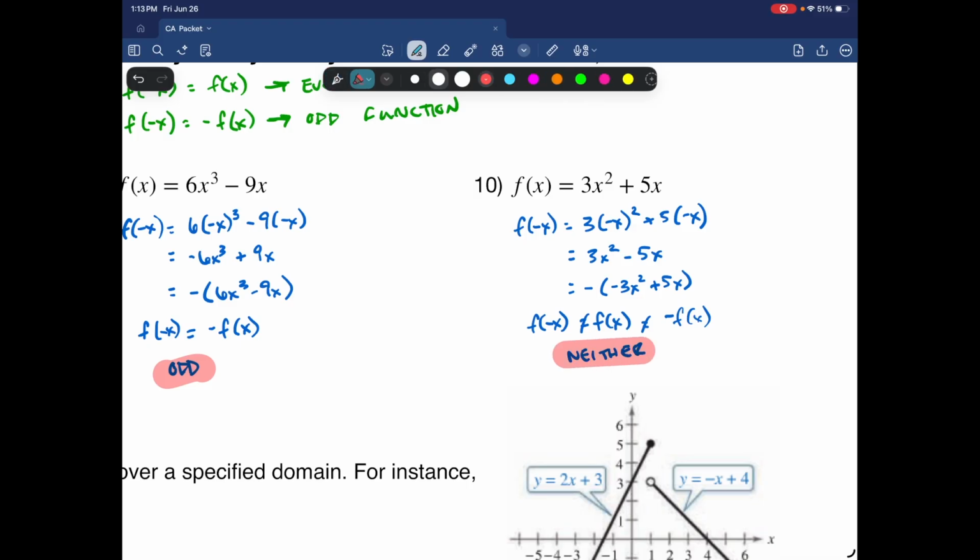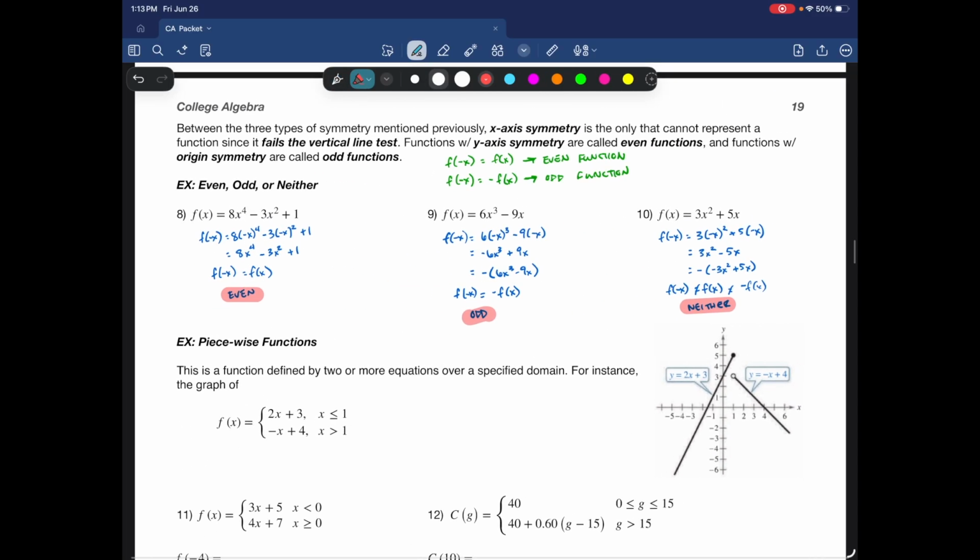Okay, so let's review. You plug in negative x. If the first thing you get is your original function, it's even. If you plug in negative x and it doesn't give you your original, but you can factor out a negative and get negative times the original, then it's odd. If you don't get the original and you don't get negative times the original, it's neither.